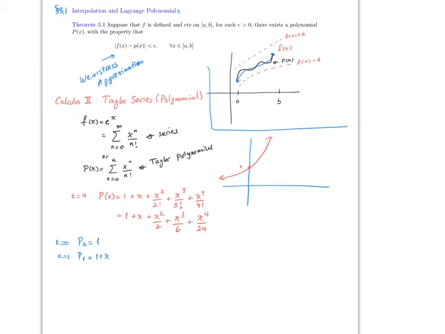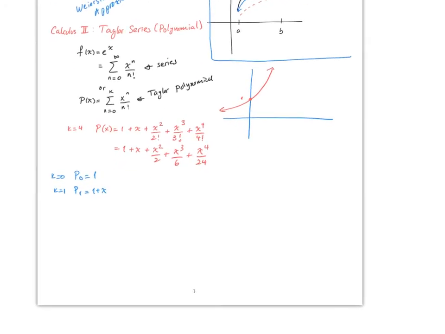If k is equal to 2, then the polynomial will be P2. This will be 1 plus x plus x squared over 2. If k is equal to 3, then P3 will be 1 plus x plus x squared over 2 plus x cubed over 6, and so forth, for k equals 4.